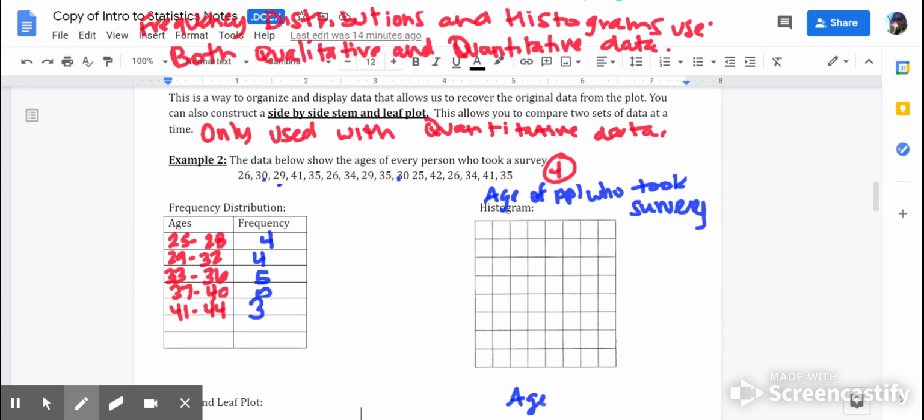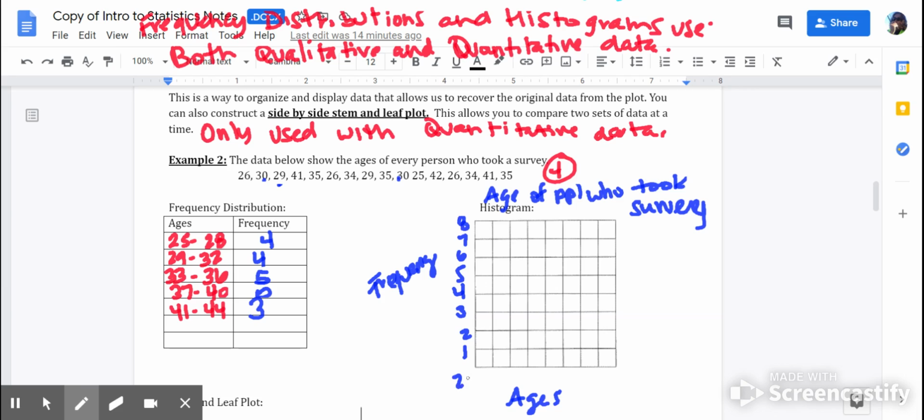My x-axis will be ages. My y-axis will be my frequency. I can tell from my frequency table that I'm not going to need to group my numbers on the frequency chart. I can just go up by ones.